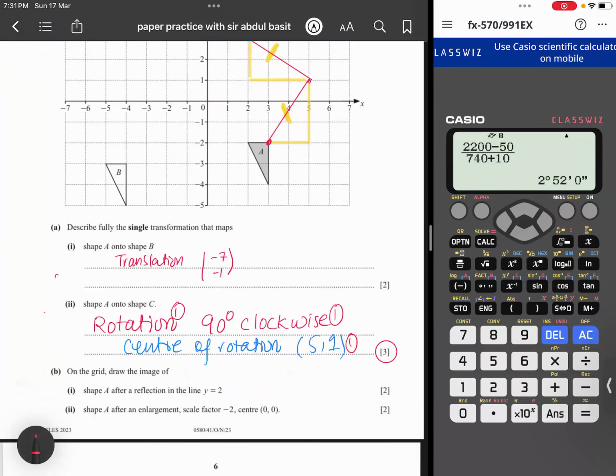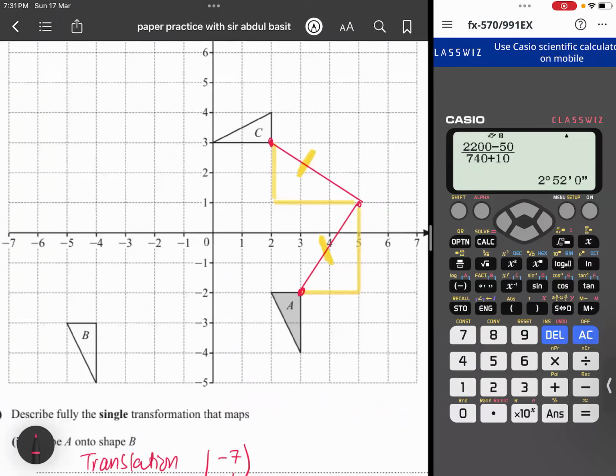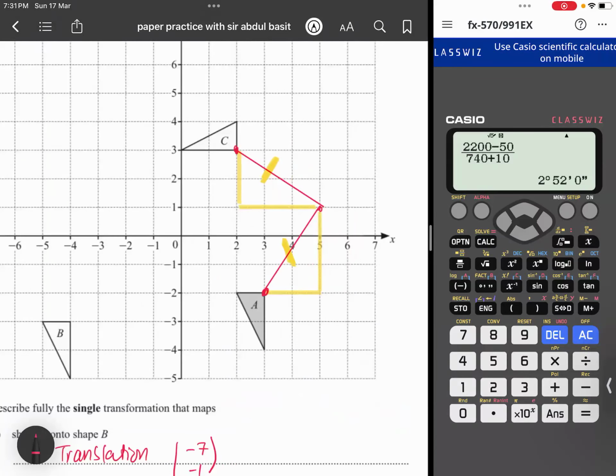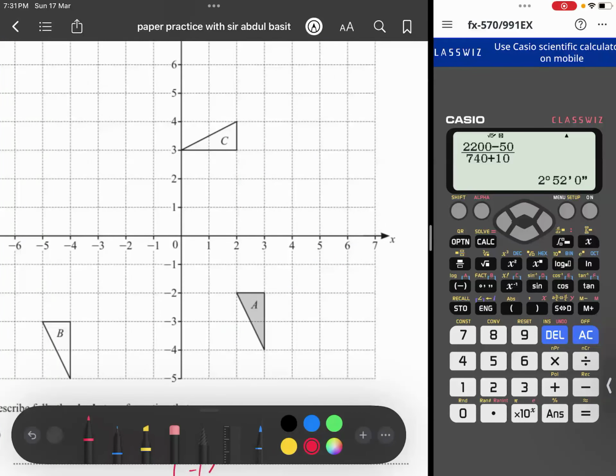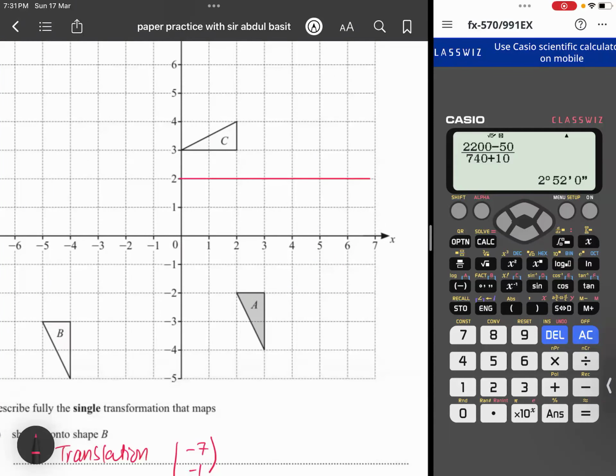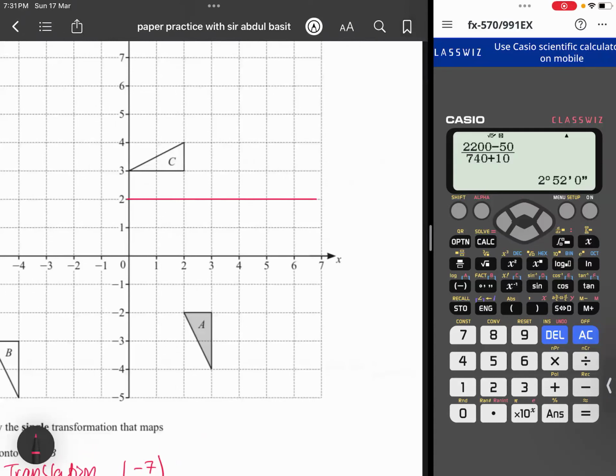Proceeding. On the shape, draw the image of shape A after the reflection y = 2. So beta, y = 2, we need to reflect shape A. So that is the reason I am going to erase this from here. Okay, y = 2 is this line. So that line will behave like a mirror. This line will behave like what? It will behave like a mirror.